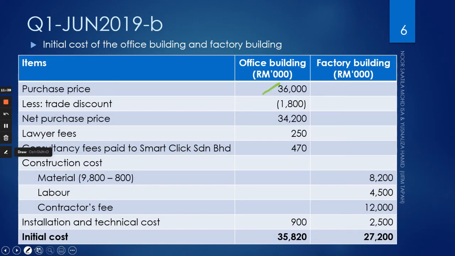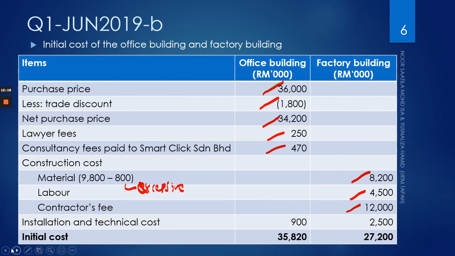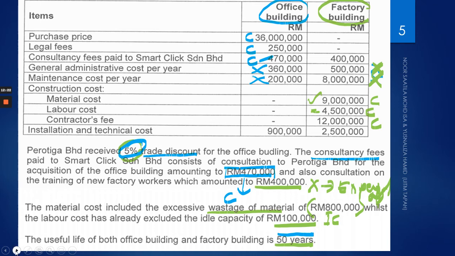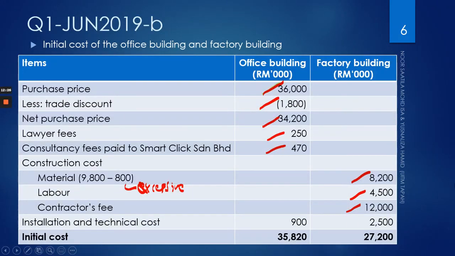So here you have the detail. Trade discount, the legal fees, consultancy fees. The one that is for factory building will not be included because that is for training purpose. Material, you deduct the excessive portion, therefore you get 8,002. Labor, no adjustment because that has already excluded the idle capacity, if I'm not mistaken. Let me check again. Yes, excluded the idle capacity. And the last one is installation and technical costs. So the total for the office building and factory building was 35.820 million and 27.2 million respectively.